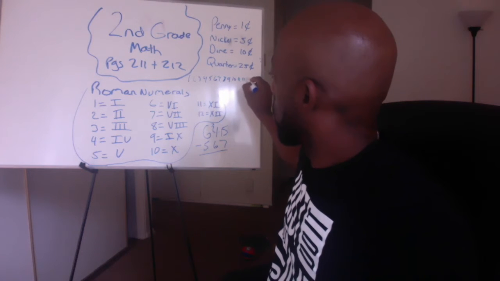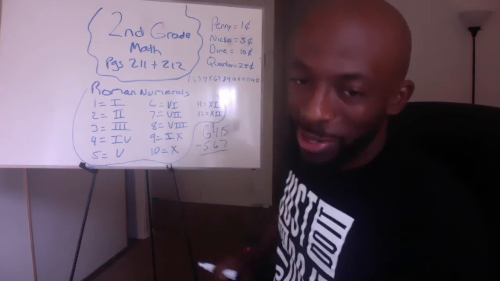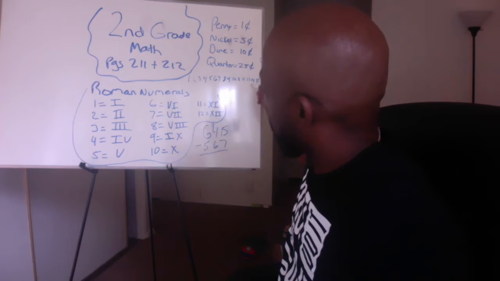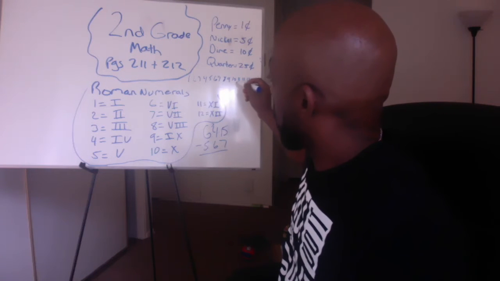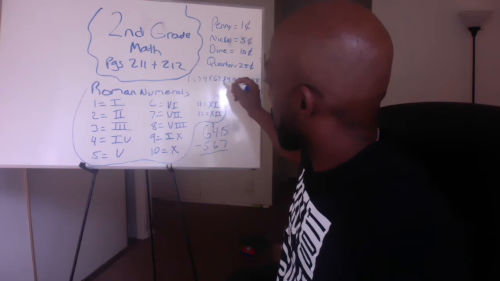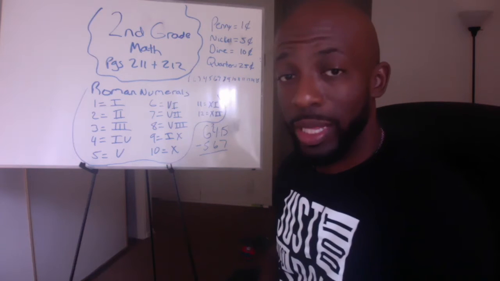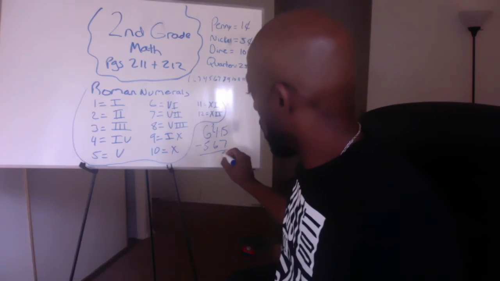11, 12, 13, 14, 15. All right, just barely had enough room. All right, so if you start at 15, you take away 7. You're going to go 1, 2, 3, 4, 5, 6, 7. 15 minus 7, we landed on the 8. So you know that's an 8. So we're going to put 8 down here.